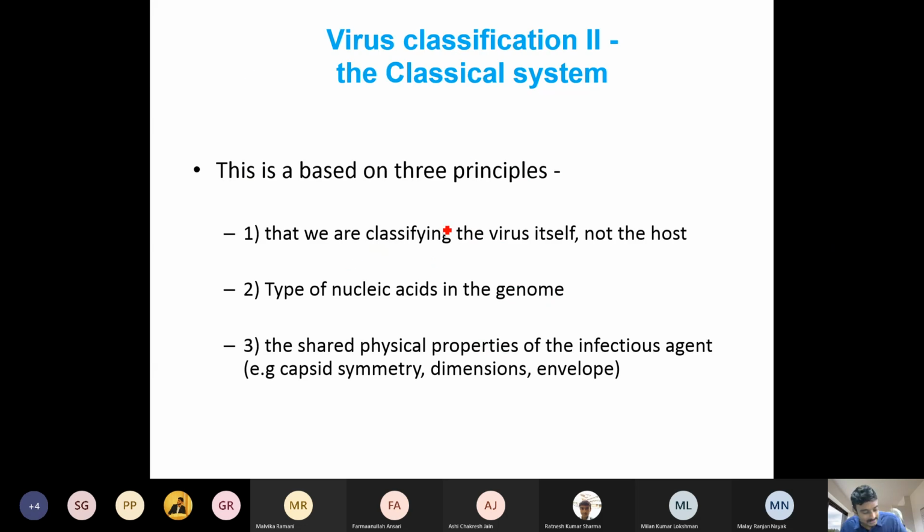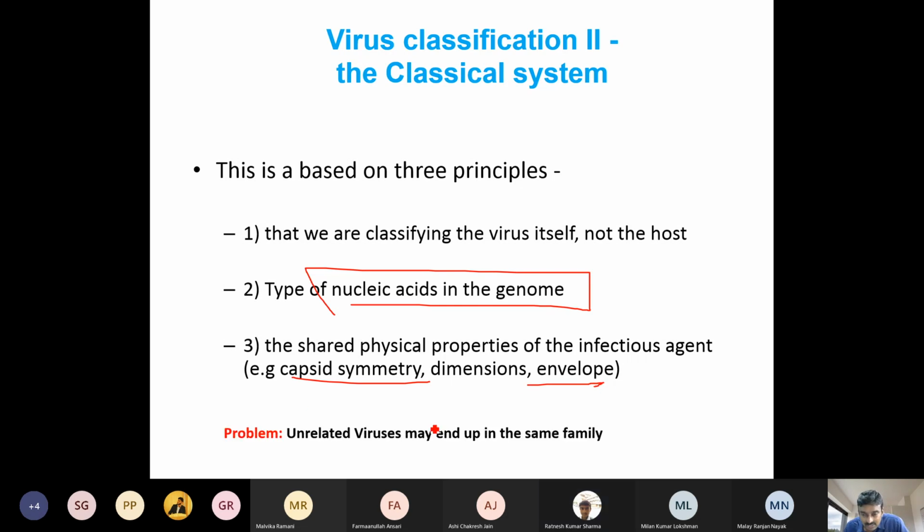Now, subsequent to this, there was another type of classification where they classified the virus nucleic acids, the type of capsid, and whether it has an envelope or not. And again, there is a problem with this kind of classification.